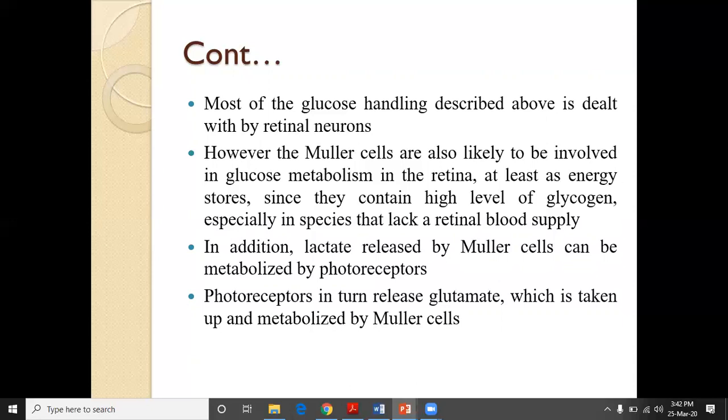In addition, lactate released by the Müller cells can be metabolized by the photoreceptors. Lactate is the end product of the metabolic activity, and it is also metabolized by the photoreceptor cells. The photoreceptors in turn release glutamate, which is taken up and metabolized by the Müller cells.